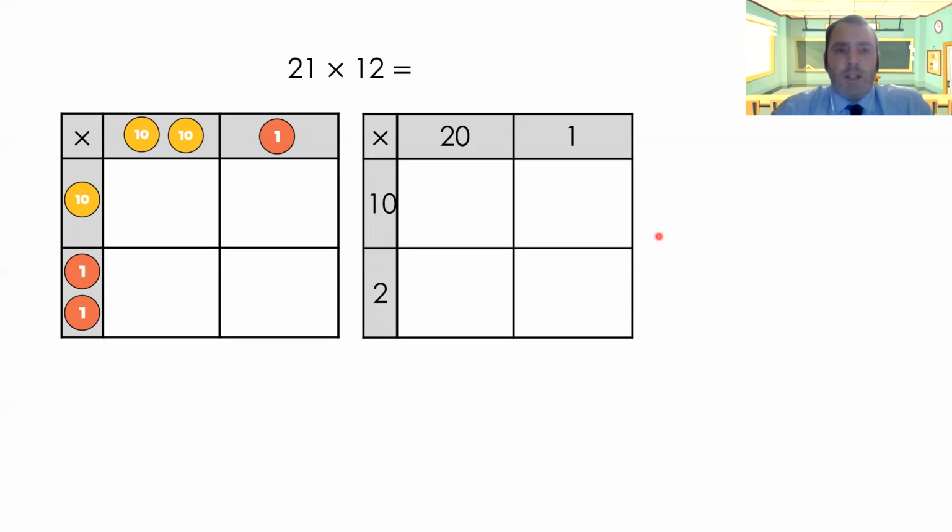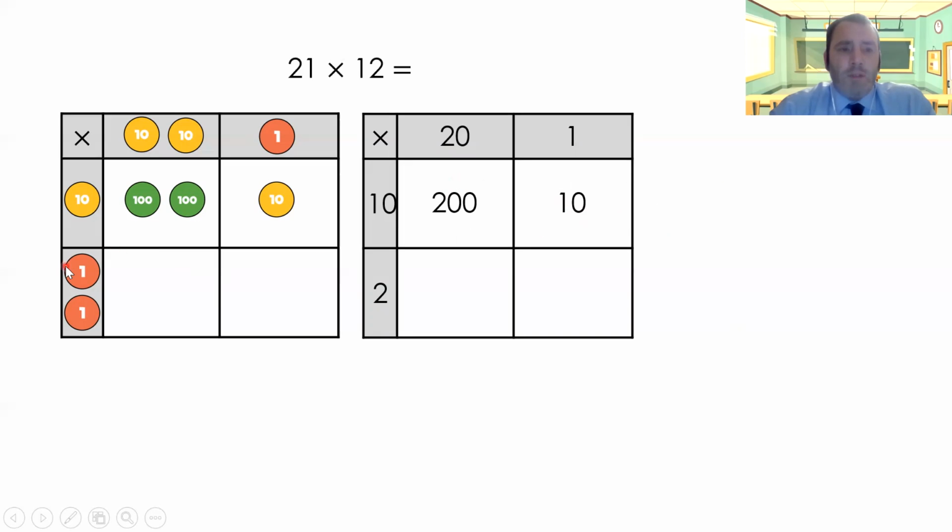10 times 20, or 20 lots of 10, gives me 200. So I know 10 lots of 10 is 100, 20 lots of 10 is twice that, so 200. I've got my 200 counters in my area model. I'm also going to write 200 here. My next step is 10 times 1. So I need 10 lots of 1, which is 10. So that's fine. 10 times 1 gives me 10. So I'm going to write that in here.